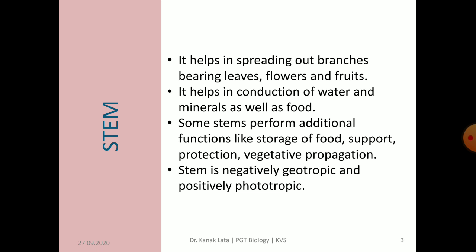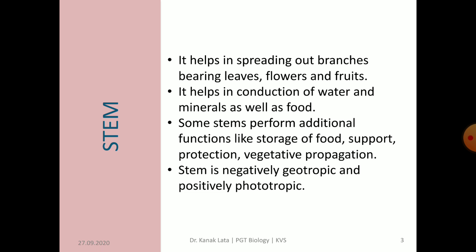Stem helps in spreading out branches bearing leaves, flowers and fruits, and it also helps in conduction of water, minerals as well as food. Some stem perform additional function also like storage of food, support, protection, vegetative propagation, etc. Later on we will discuss in details about the various functions of stem.